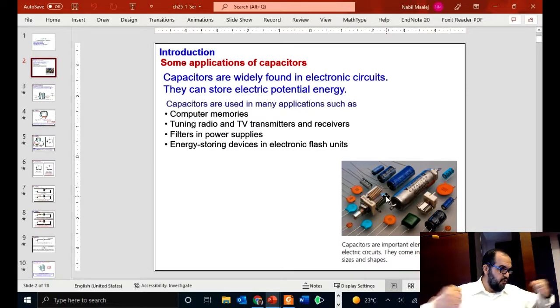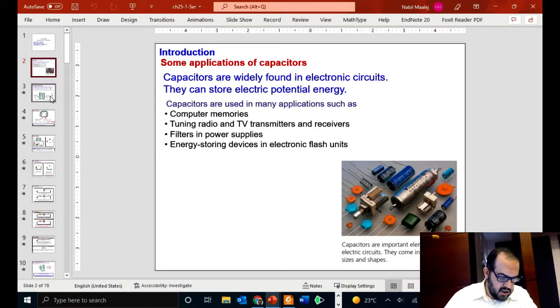For example, the defibrillator that they use for saving the lives of people who have a heart attack is based on a capacitor. They come in different sizes and shapes. These are cylindrical capacitors, and some of them are parallel plate capacitors. There are even variable capacitors, like variable resistors.